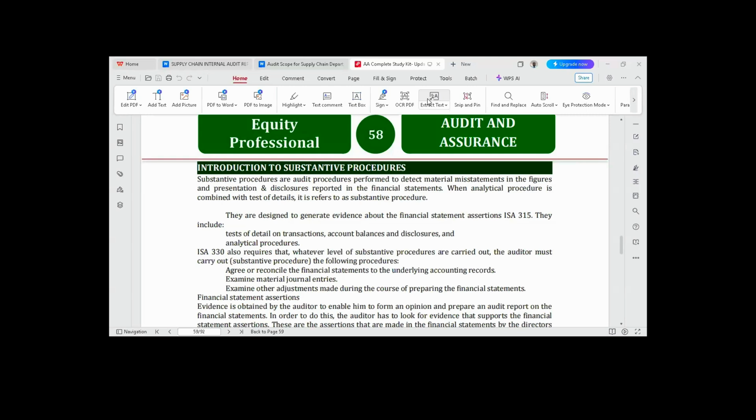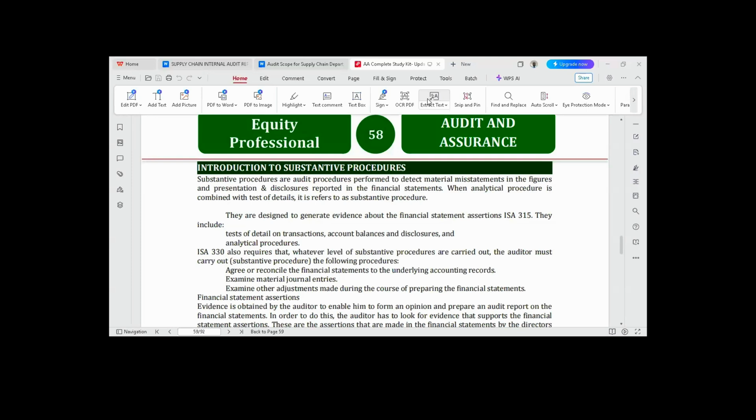Now, where does the substantive procedure come in? Substantive procedure will come in when you are trying to establish that there are no material misstatements in that particular transaction. So you look at the stationery that they bought this month. How much did they buy it for 3 months ago? For instance, you bought A4 paper 3 months ago for 50,000 naira. Okay? Now, this month, you are buying it for 70,000 naira.